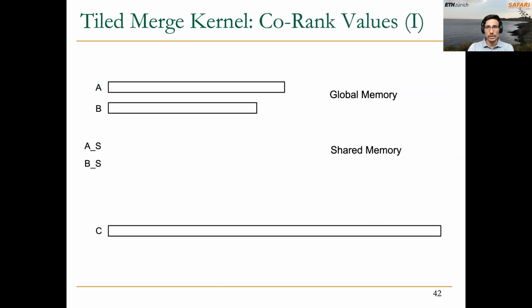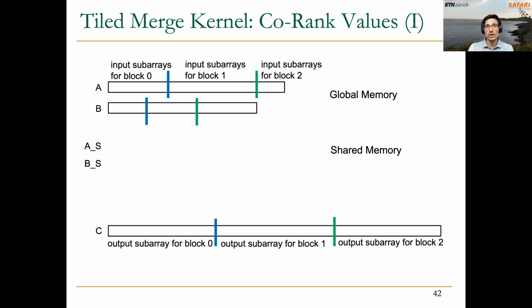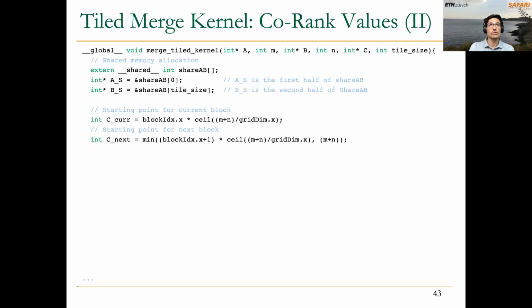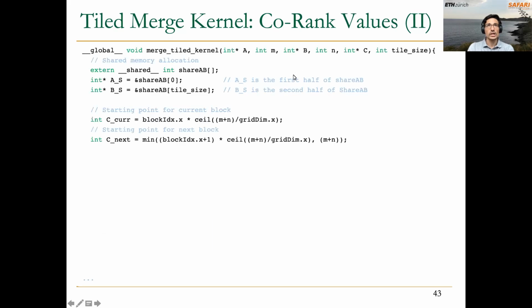So as we have seen, first of all, we have to identify the k-current and k-next for each of the thread blocks that are involved in the merge sort operation. Then we have to find the current values, because these define the input subarrays for block 0, block 1, and block 2. So these two sections here are the input subarrays for block 0, this section here and this section here for block 1, and these are for block 2. And this is how our code looks.